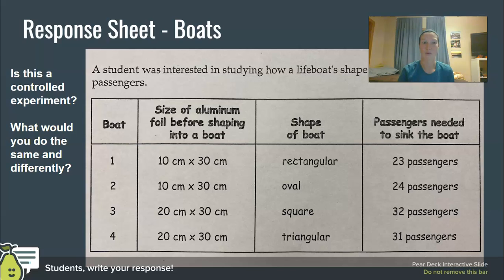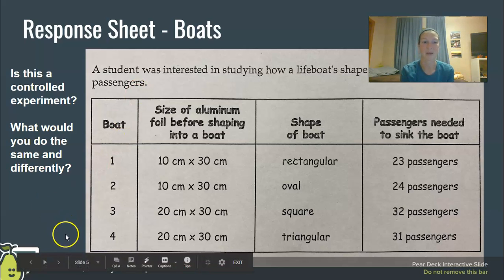If you said no, what would you do the same? And what would you do differently in order to test this? Again, not a one-word response. It should take you a little bit of time, a couple sentences.